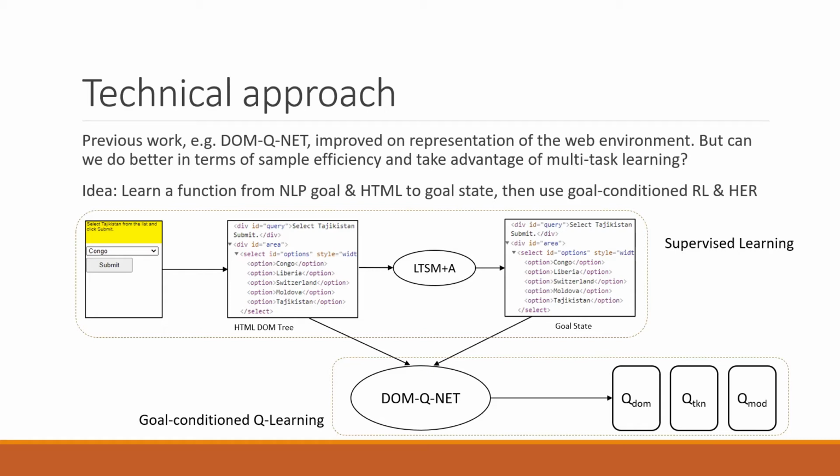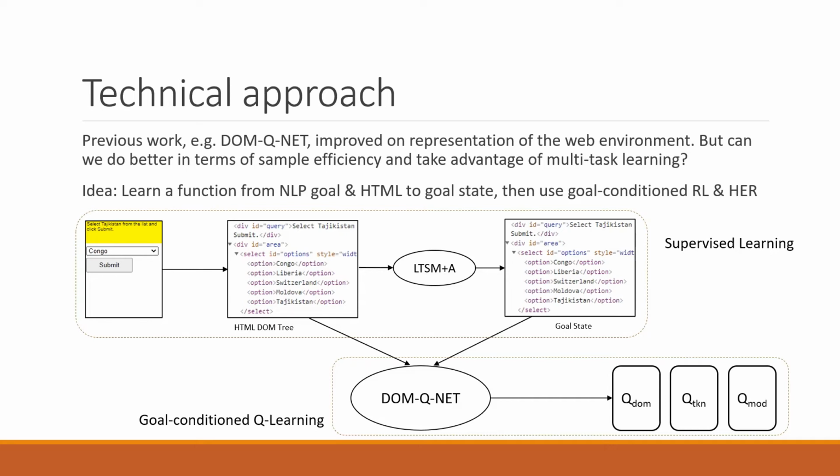Our idea is that the RL agent might have very little idea what the goal of the task is at the beginning of training, since the instructions are given in natural language. We can solve this by first learning a function that maps the natural language goal and web page into the required goal state. We can then use this to augment the input into DOM-QNet. With this function, we turn the training into a goal-conditioned RL problem, and we're also able to utilize methods such as hindsight experience replay. The diagram on the slide shows the two parts.